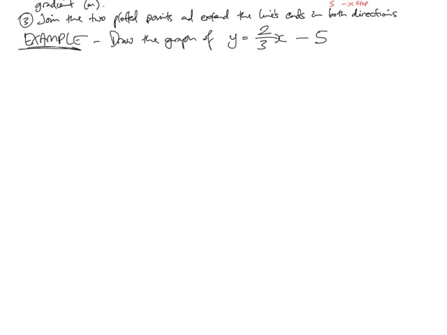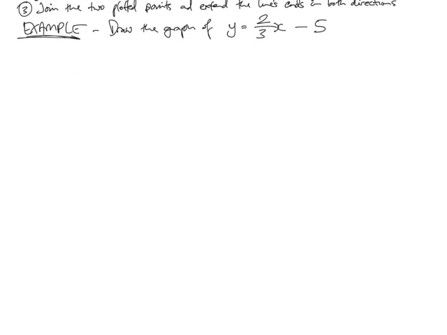So, example here, draw the graph of y is equal to 2/3 x take 5. Well, gradient m is equal to 2 over 3, so the y step and x step are 2 up, and 3 to the right. So just keep in mind, if these were negative, so if it was a negative 2, it would be 2 down. If it was negative 3, it would be 3 to the left, because those are the directions of those signs.